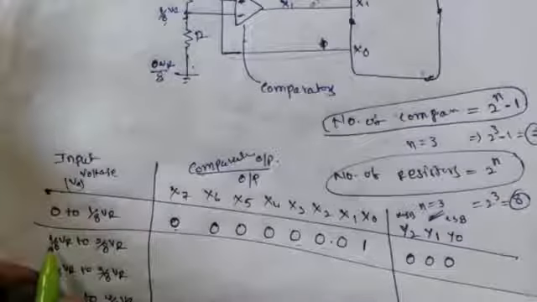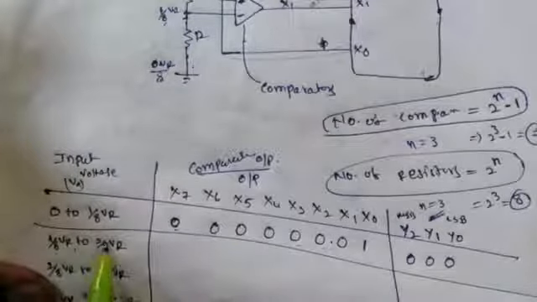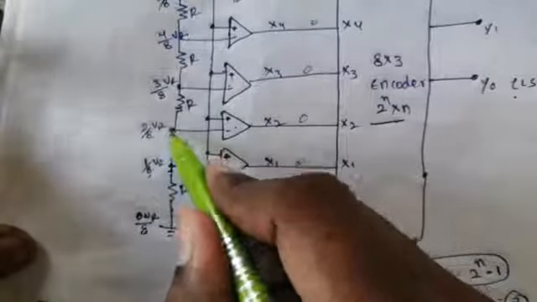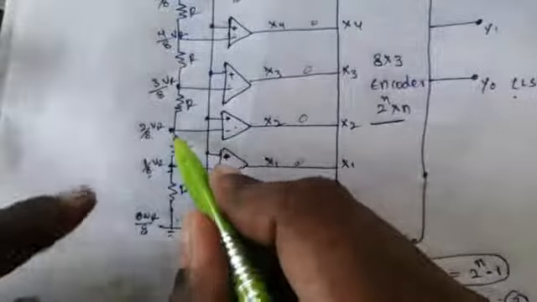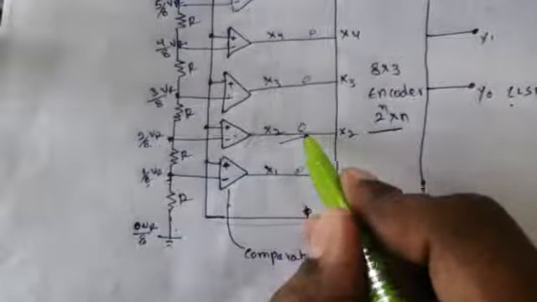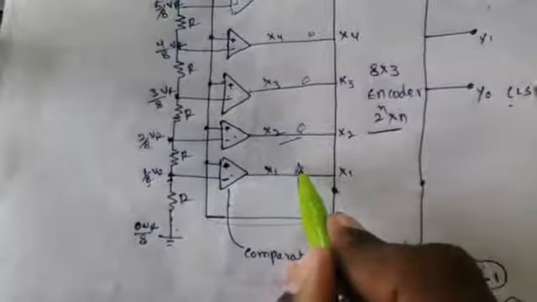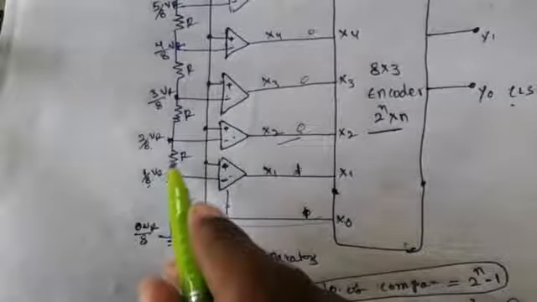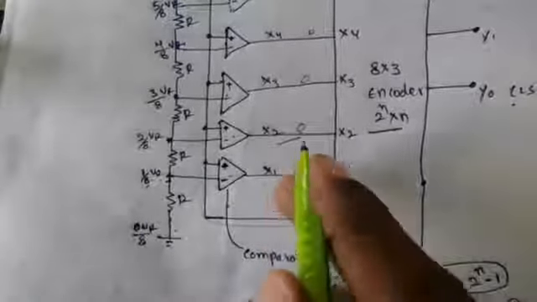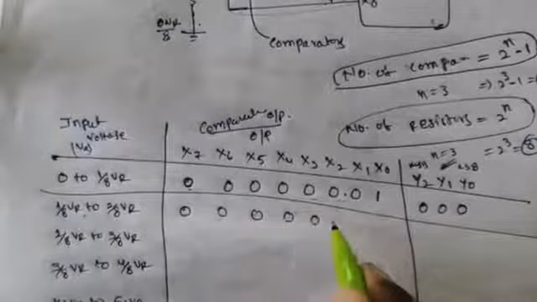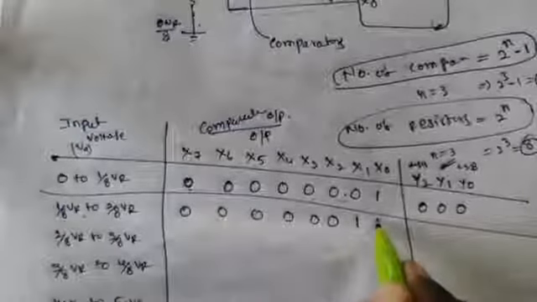Whenever we apply a voltage greater than 1 by 8 VR and less than 2 by 8 VR, in between these two, the comparators up to this one are in the off position and this comparator will be on. Why? Because we are applying an analog input voltage greater than 1 by 8 VR and less than 2 by 8 VR. So these two will be activated, remaining all are 0. I represent that here: 0, 0, 0, 0, 0, 0, and X1 is 1, X0 is also 1.